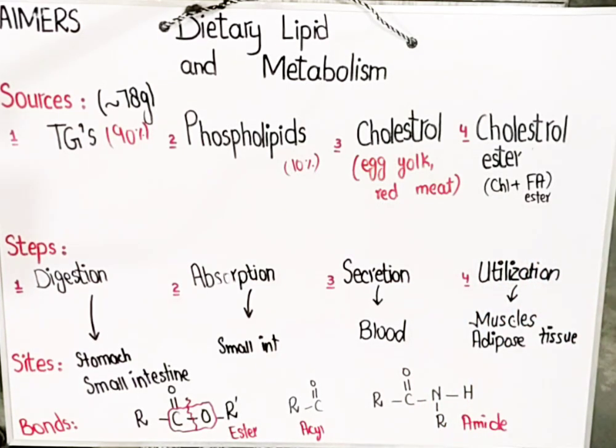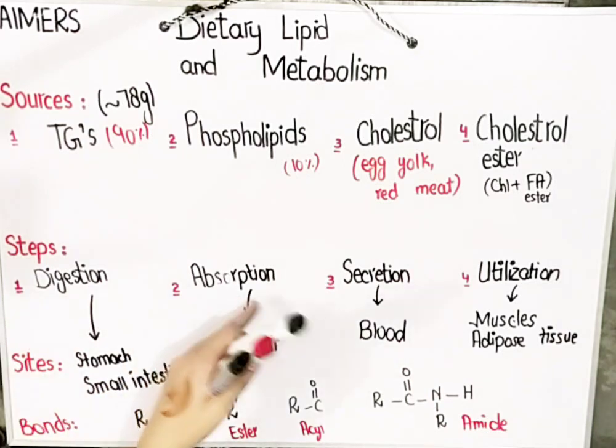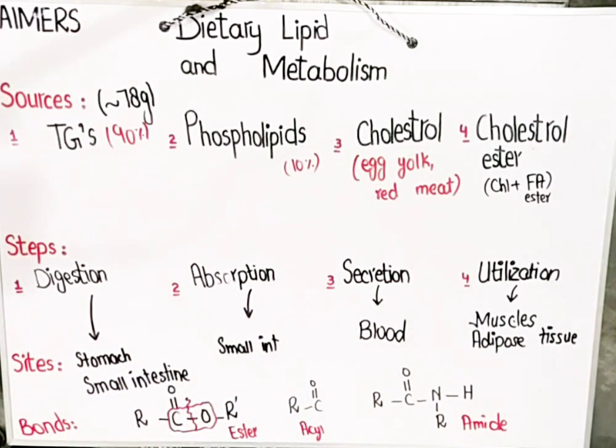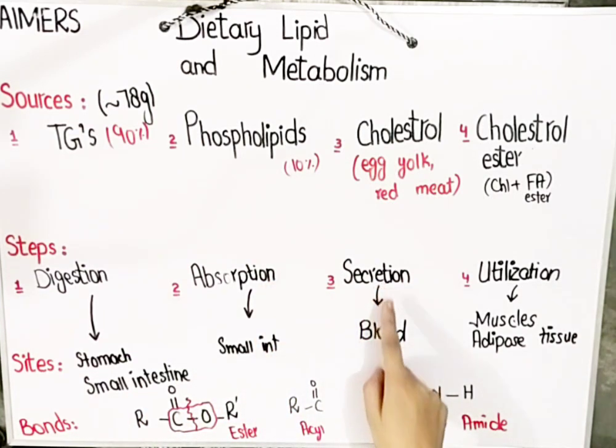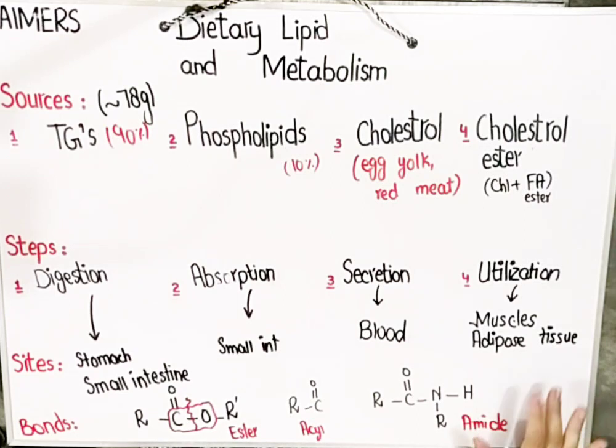Then we talked about the steps. The steps are digestion, absorption, secretion, and utilization. Then we talked about the sites where these processes happen. Digestion starts in the stomach and ends in the small intestine. Absorption occurs in the small intestine. Then the lipids are secreted into the blood, and when they have been broken down into fatty acids and cholesterol, they are utilized by muscles for energy and by adipose tissue to get stored. Then we talked about bonds: the ester bond, the acyl group, and the amide group.